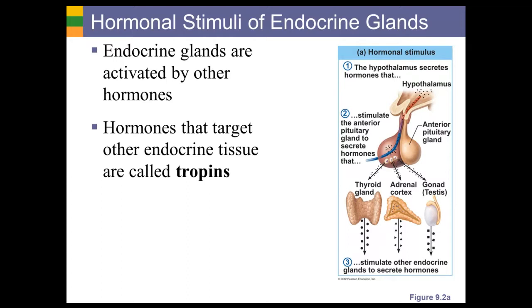Tropins are hormones that target other endocrine tissues. A tropic hormone is a hormone that targets other endocrine tissue and causes the release of other hormones. So these hormones here, which I haven't identified, but you'll learn later, that are being released from the anterior pituitary gland and are targeting these endocrine organs are tropic hormones.